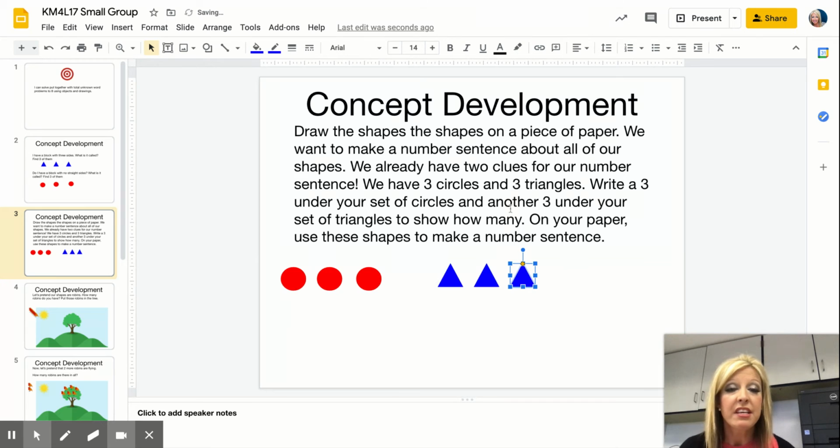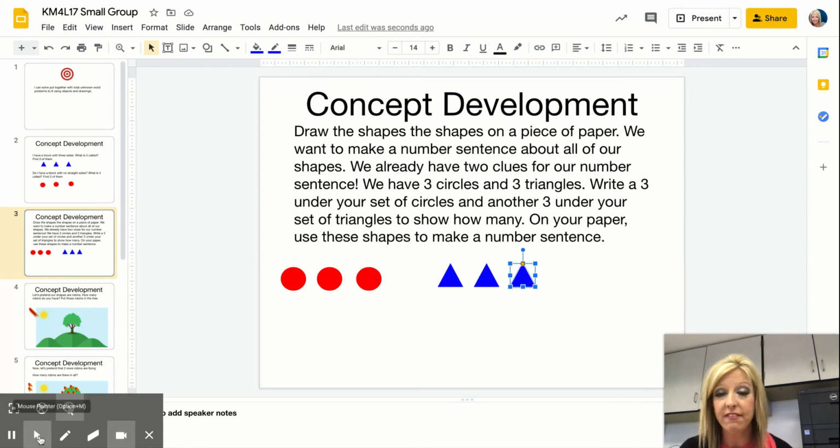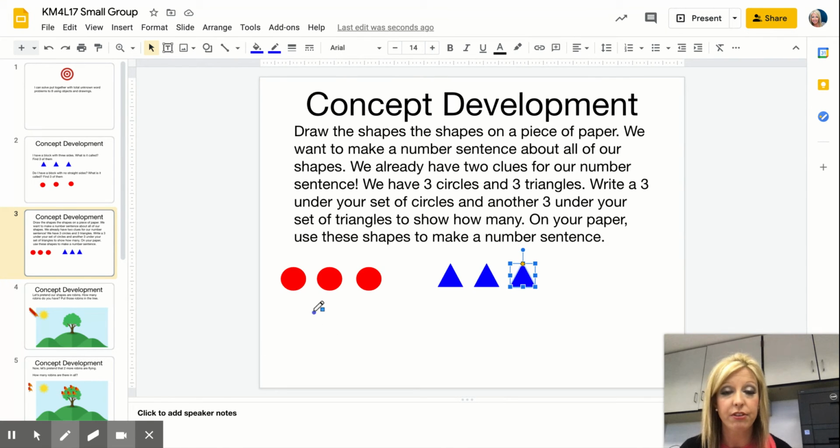All right. So now we want to write a 3 under our set of circles and another 3 under our set of triangles. So we have 3 circles and 3 triangles. Make sure you form your numbers correctly and make sure your 3 is under your 3 circles and your other 3 is under your 3 triangles.